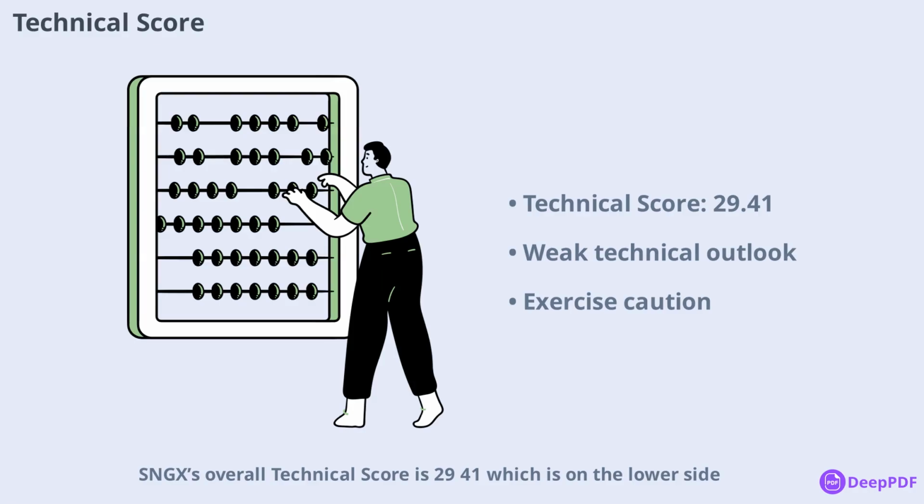SNGX's overall technical score is 29.41, which is on the lower side. This score aggregates various technical indicators to provide a quick snapshot of the stock's technical health. A low score suggests that the technical outlook is weak, and traders should be careful when considering new positions.